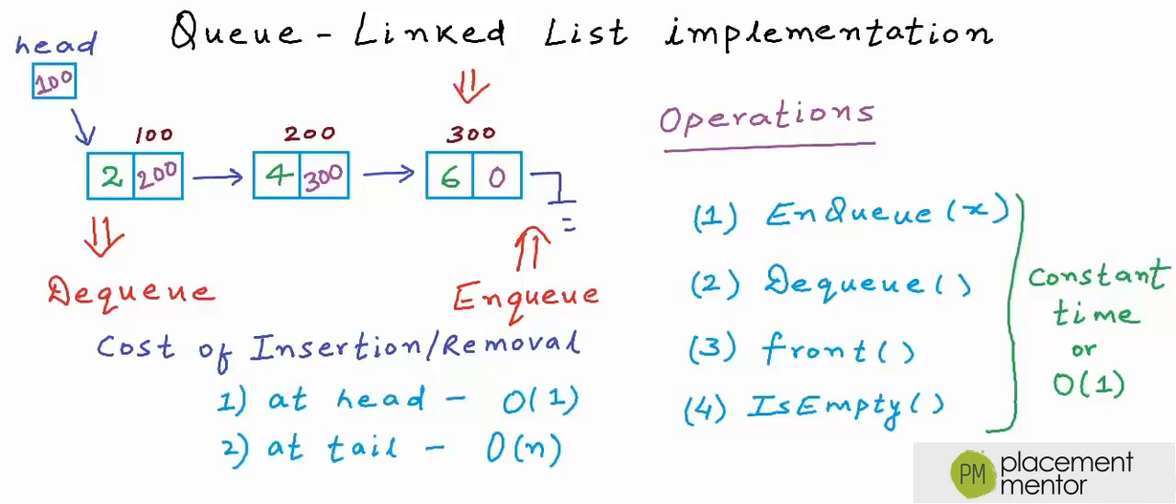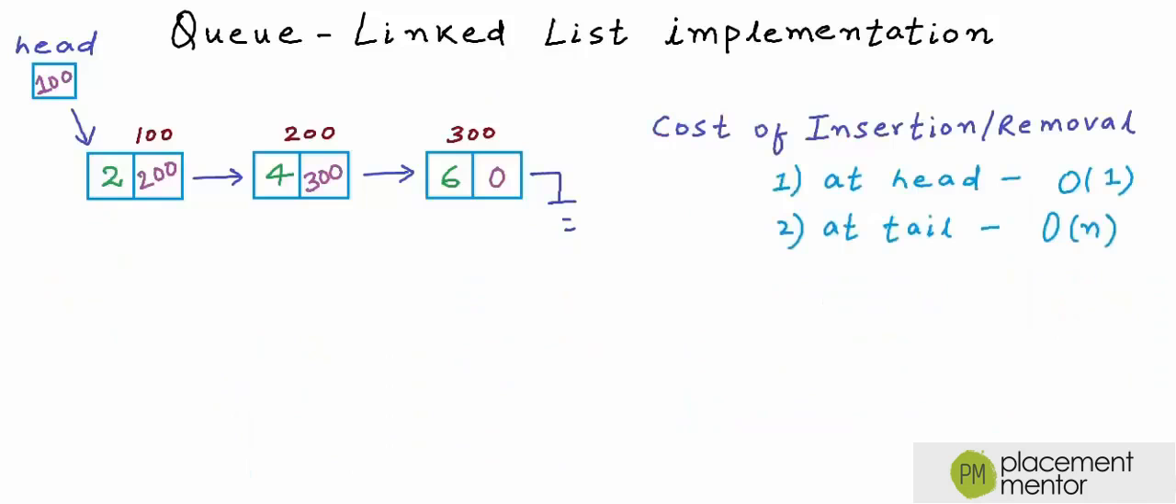In a normal implementation of linked list, if we insert at one side and remove from the other side, then one of these operations, NQ or DQ, depending on how we are picking the sides, will cost us big O of n. But the requirement that we have is that both these operations must take constant time. So we definitely need to do something to make sure that both NQ and DQ operations take constant time.